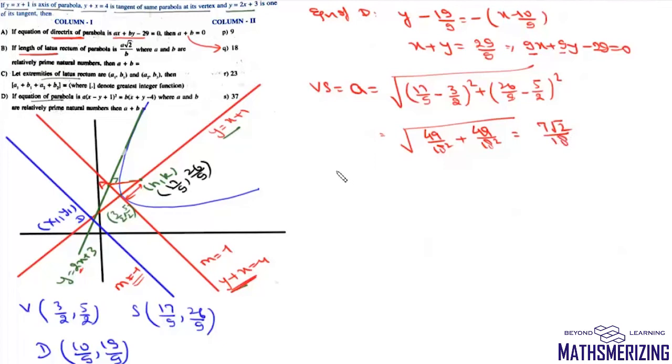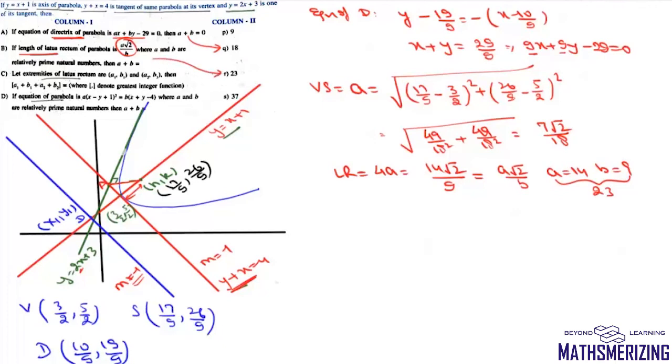Now we need to find the length of latus rectum. Length of latus rectum is 4a. So it will be 14 root 2 by 9, which they have given as a root 2 by b. So here a is 14 and b is 9. And then what is a plus b? A plus b in this case is 23. So that means B is mapped to R.